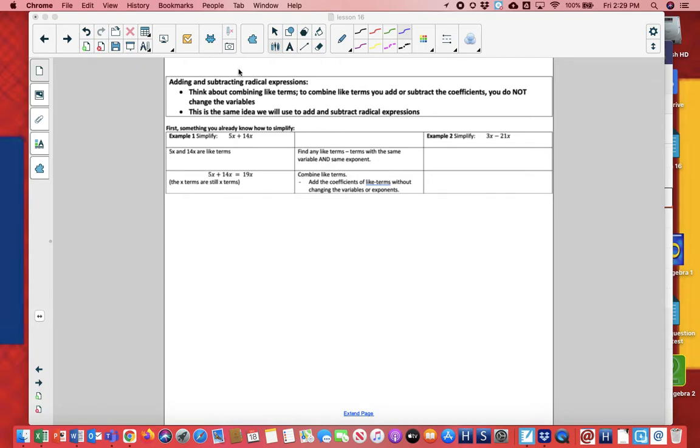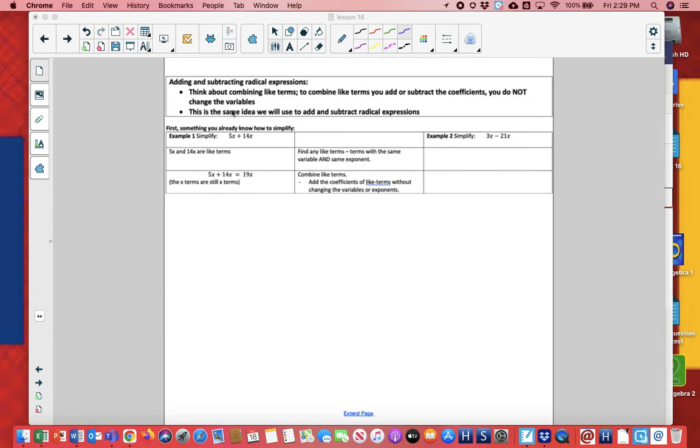Through lesson 16, which is on adding and subtracting radical expressions. Okay, so first we're going to start with a little bit of pre-algebra, algebra 1 review just so we can refresh our memory. So remember, when we're thinking about combining like terms, what we do is we're going to add or subtract the coefficients, and we do not change the variables.